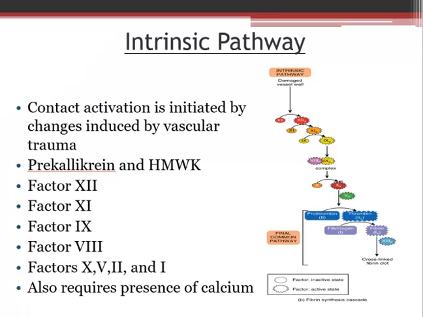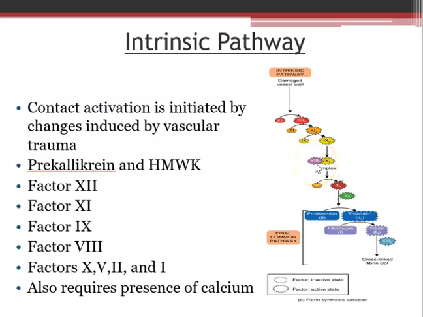Now let's go over the intrinsic. There has to be some kind of damage to the vessel wall. So the activation happens after there's some kind of induced vascular trauma inside the vessel. So the prekallikrein and the HMWK help accelerate early steps in the clotting process. Then you have the factor 12 and the factor 11. So you see that up here on the first step. There's 12, there's 11, then factor 9 is next, then factor 8.